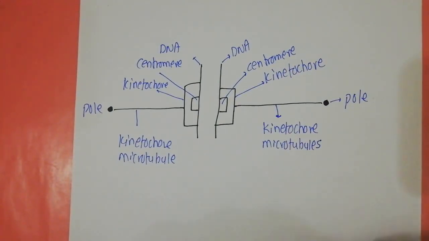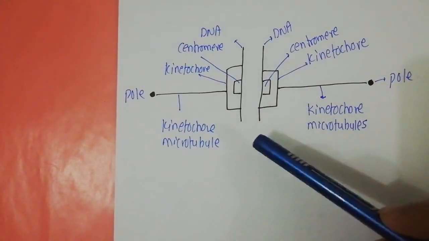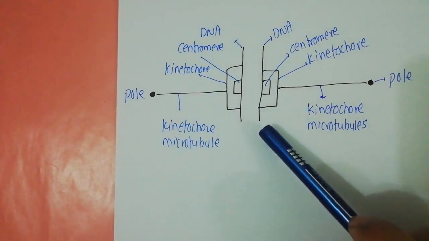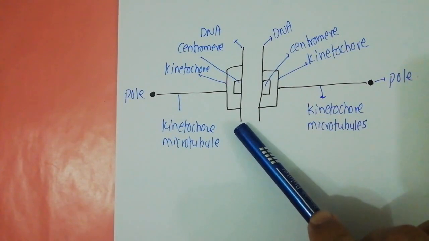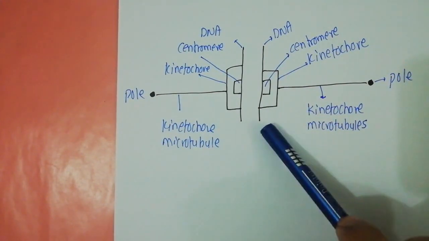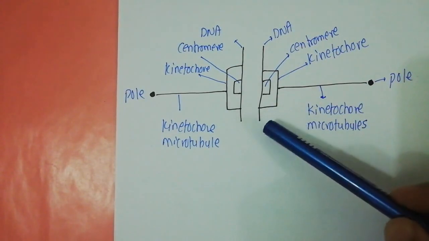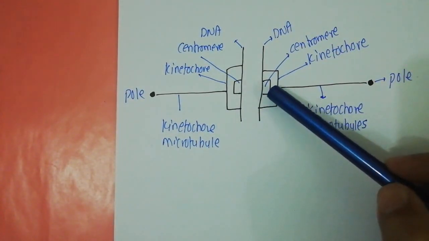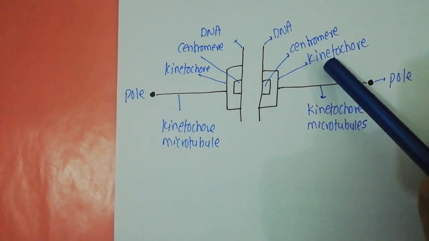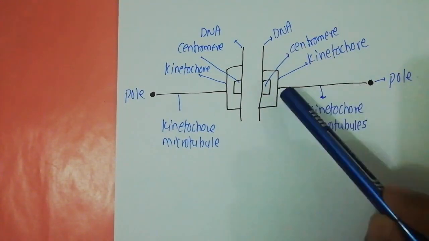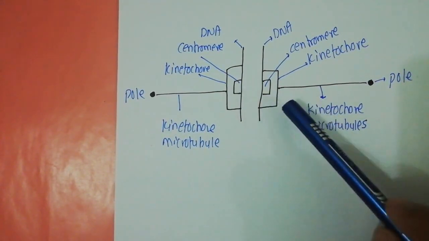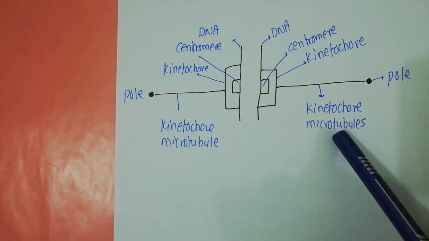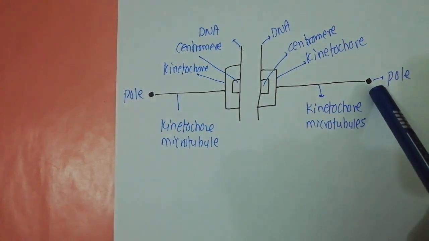For example, this is the DNA molecule that has been replicated. So we have got two copies of the DNA molecule. This is one DNA molecule and this is the other DNA molecule. So consider this as the duplicated DNA. This DNA molecule has this centromere over here, and to this centromere attaches this protein complex, which is known as the kinetochore. Now this kinetochore is attached to the kinetochore microtubules, which originate from this particular pole.